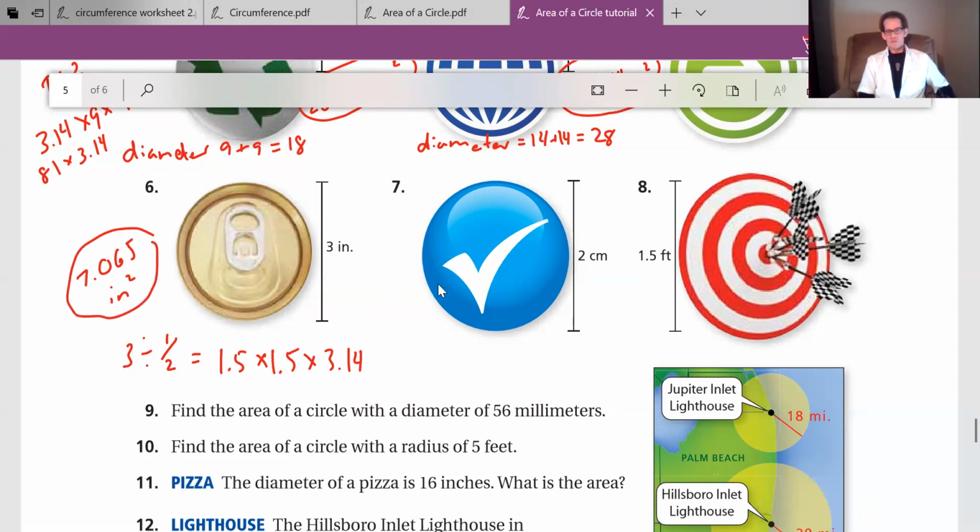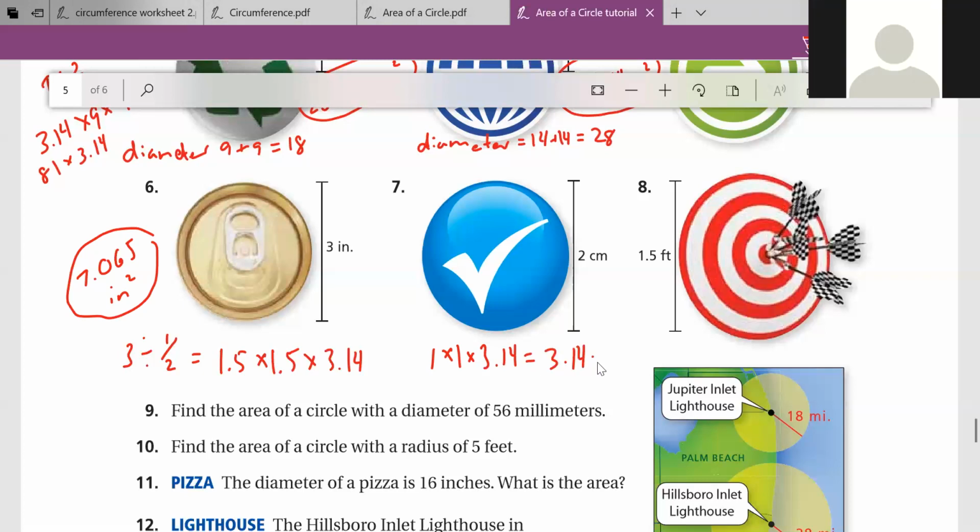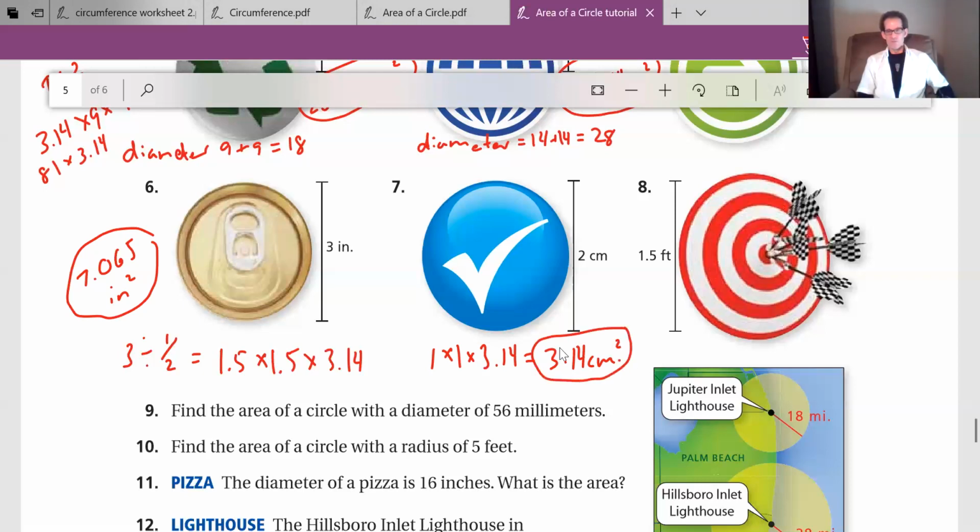And number 7 is very similar. They're giving you the whole distance, but for area, we want the radius, which would be half. So half of 2 would just be 1. So we do 1 times 1 times pi, and that's just equal to the same thing, 3.14 centimeters squared. That's not too bad.